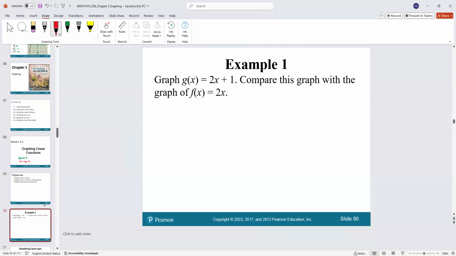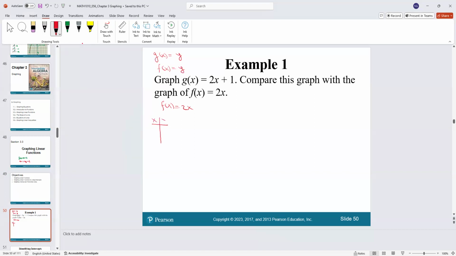The first thing you need to remember here is, if they ask you to graph g of x equals 2x plus 1, you can compare it with 2x. Remember I said anytime you say g of x, it's the same thing as y. So let's graph f of x first. If you graph f of x equals 2x, you know it's going to be a line.